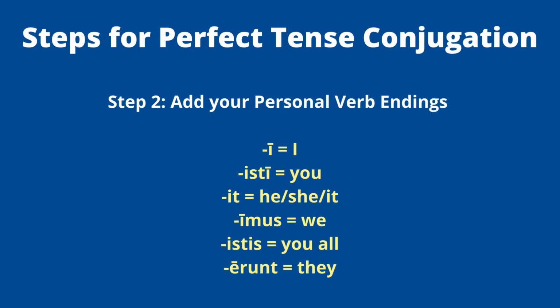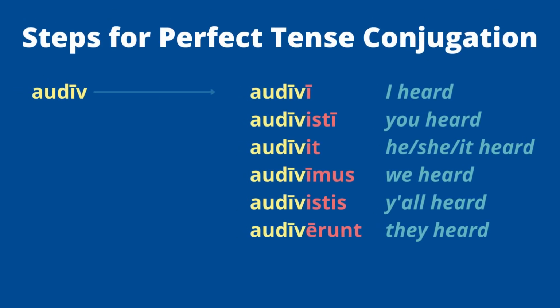It never changes. There's no vowel flips. Just take your third principal part, drop the long I, add these, and you're off and running. That's all you have to do. So if I took audivi again, right?